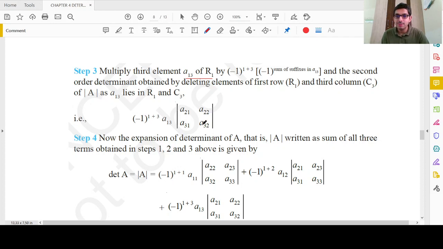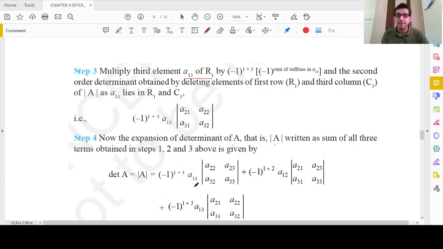Now the first row has 3 elements, so we got all 3 second order determinants. Now to expand the determinant of A, determinant A is written as the sum of all the 3 terms obtained in steps 1, 2 and 3. So that is minus 1 to the power 1 plus 1 A11.